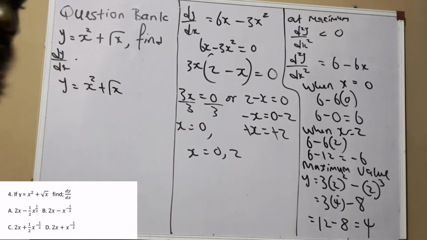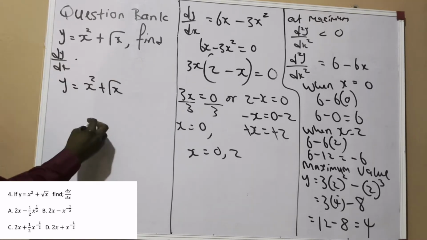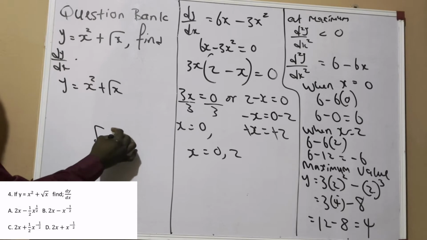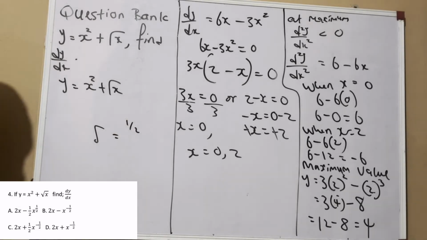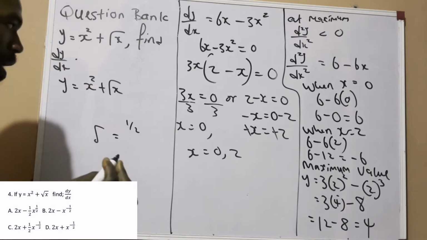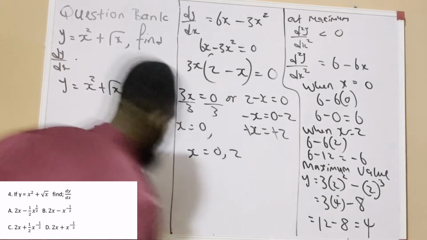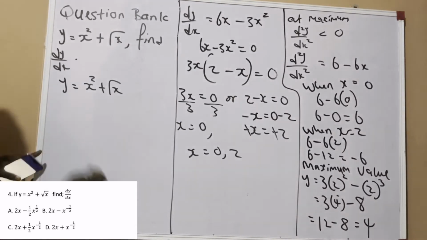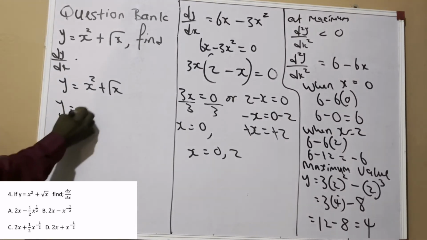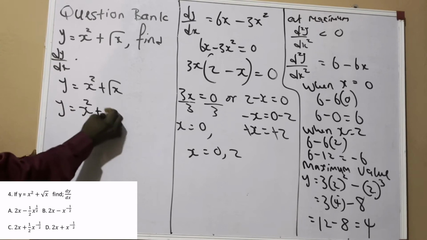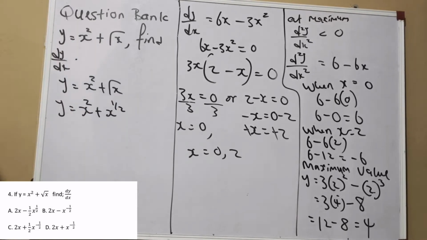Now the first thing I will do is this. The word root is the same thing as half as power. So instead of me writing root x, I would write y is x raised to the power 2 plus x raised to the power half. You with me? Instead of the root, we write half.